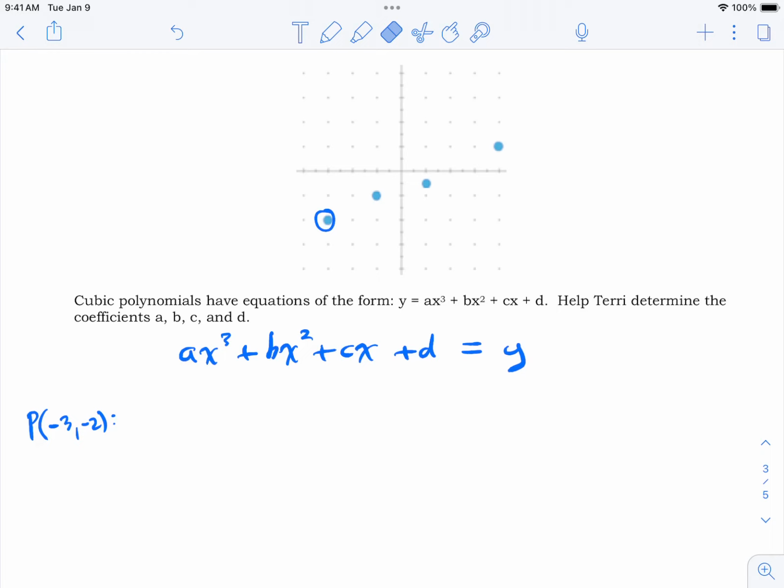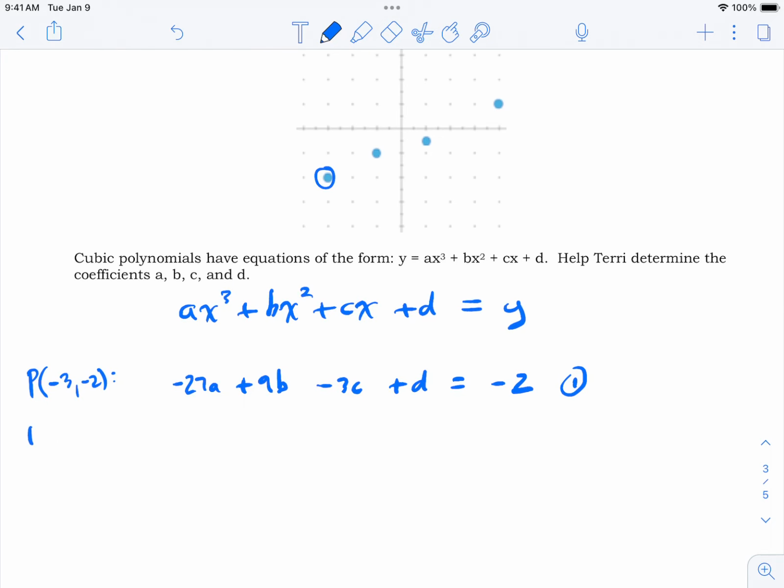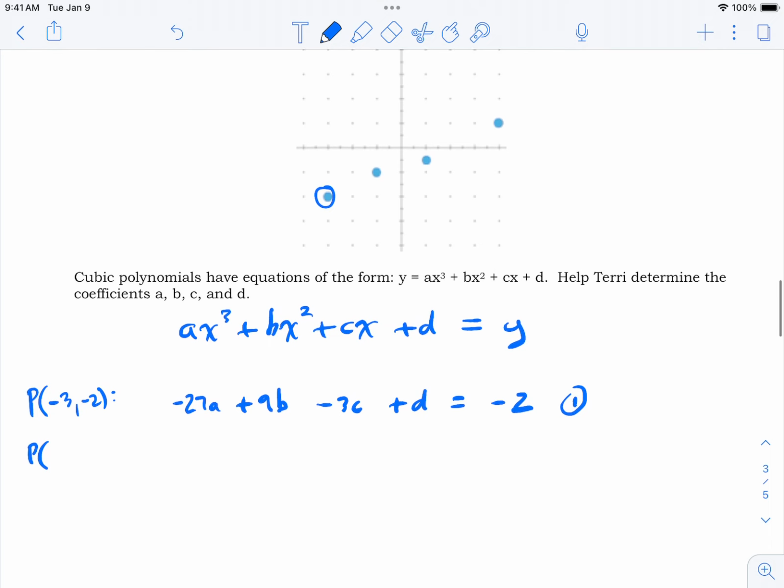We know that when we plug in x equals -3, negative 3, and then you cube it, you get a negative 27 times the a. I plug in the negative 3 here, squared, it's a 9, so plus 9b. I plug in the negative 3 here, so minus 3c plus d equals, and I'm supposed to get y equals negative 2. And that's my first equation. Boom. So I'm actually taking the coordinates and the point, and I'm saying, well, if that equation works for that point, then I should be able to just plug the x and y in, and that equation's supposed to work.